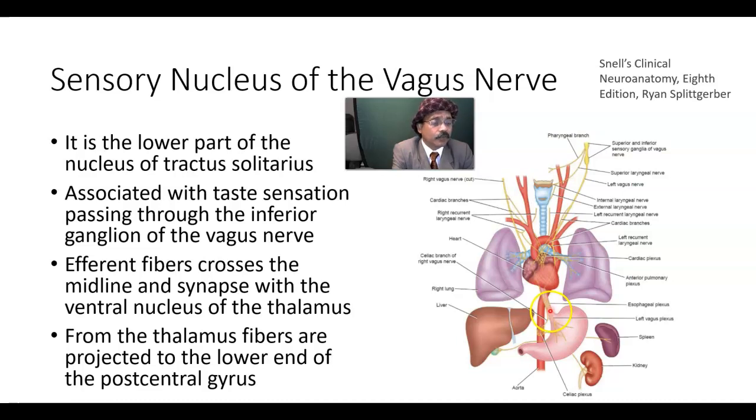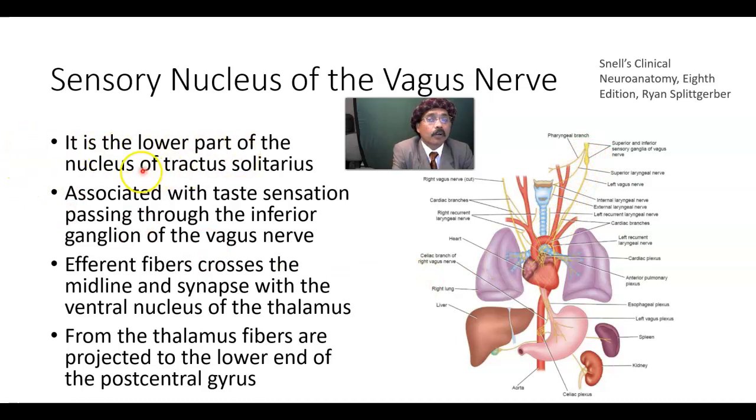Okay, so this vagal trunk will contribute the parasympathetic innervation of the stomach, duodenum, jejunum, ileum, cecum, vermiform appendix, ascending colon, and up to the transverse colon. So there are many branches, sensory branches of the vagus nerve.